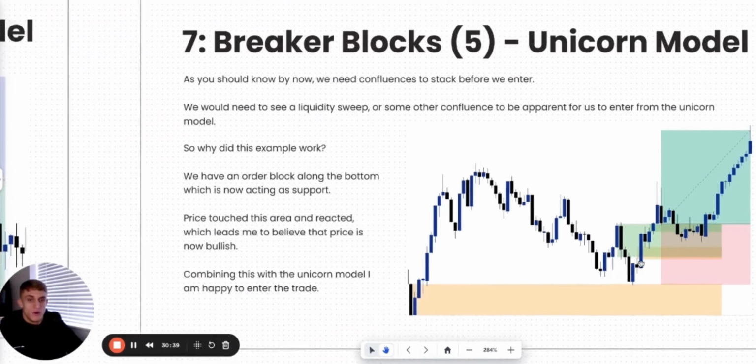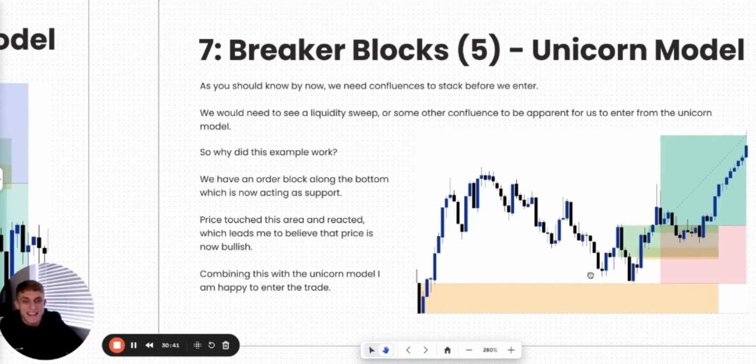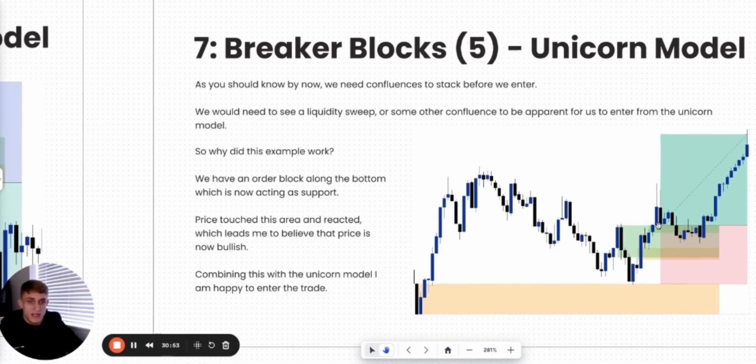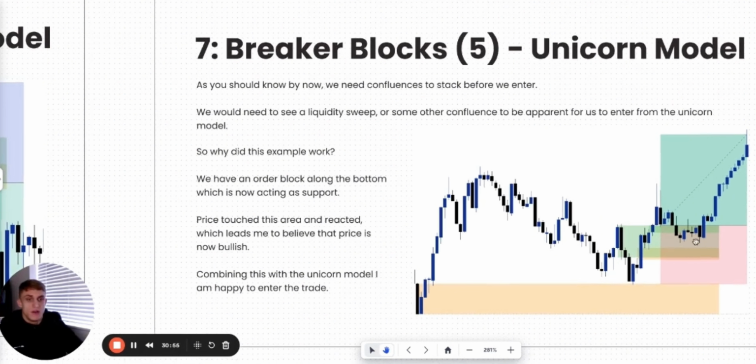So what I'll be looking for is another confluence. In this case, we'll have a unicorn model. So like before, we've got low, high, break of structure, low, break of structure. The candle's finished above that previous high. So we'll enter right at this point here. Price fills in the fair value gap. There's two actually here. And we'll get a big, big bullish move, and we'll take profit fairly easily.